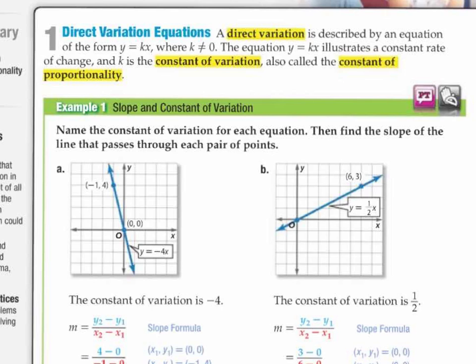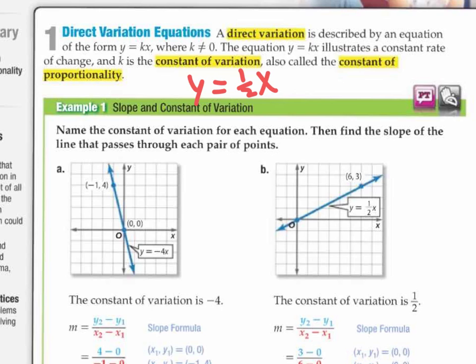A direct variation equation, or a direct variation, is described by an equation of the form y equals kx. Now, k is just a number, okay? So y equals a number x. Think about that. Let's make one up. y equals, I don't know, we could say 1/2 x, right? That's a direct variation. y equals 5x, y equals negative 2x, y equals 1x. All of those are direct variations.